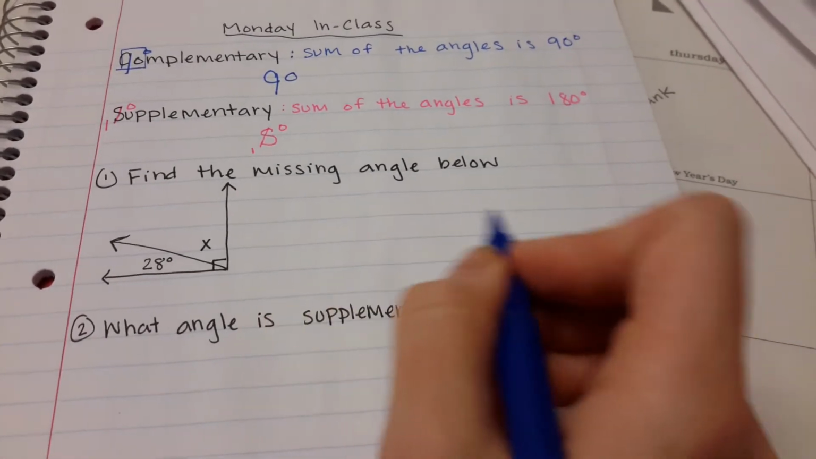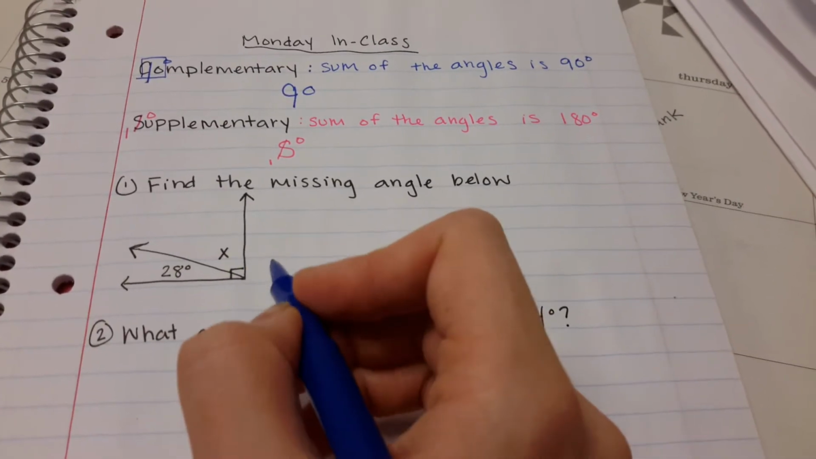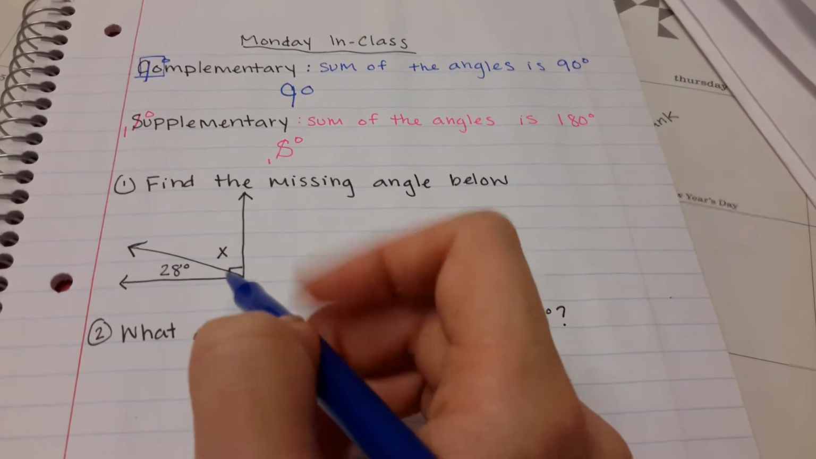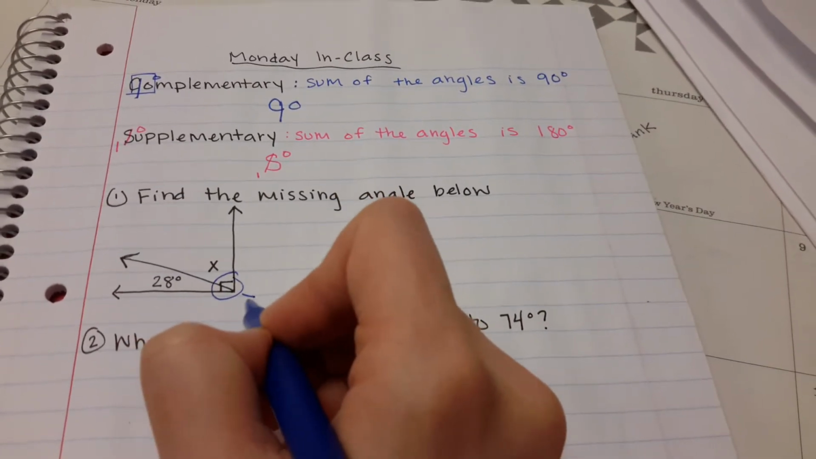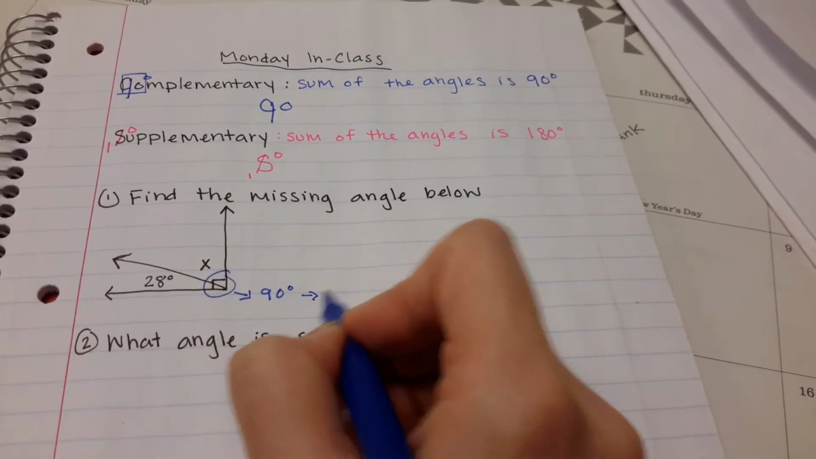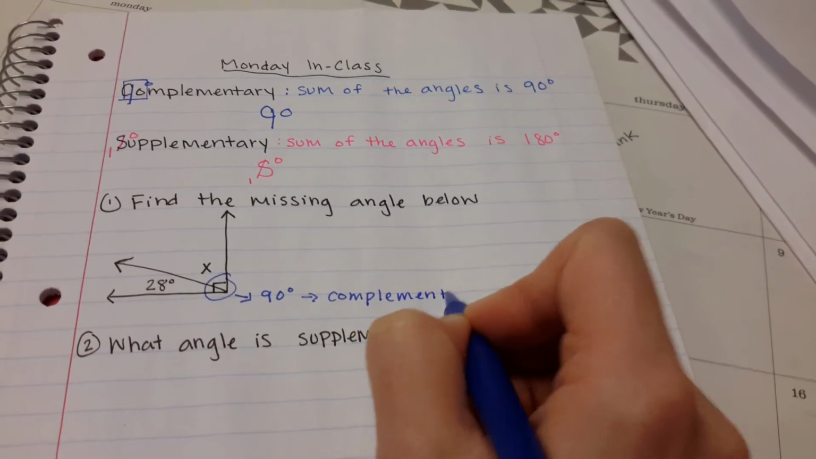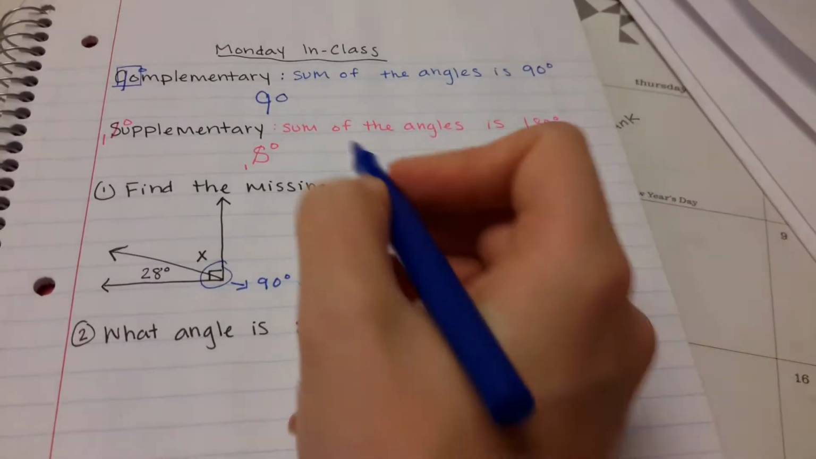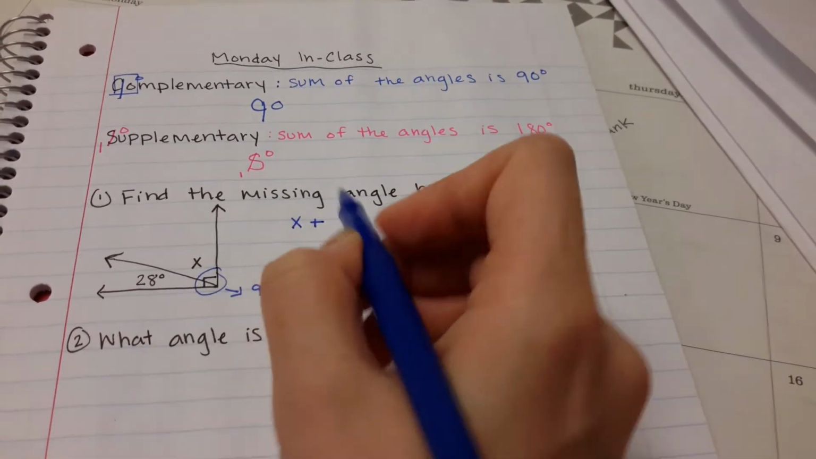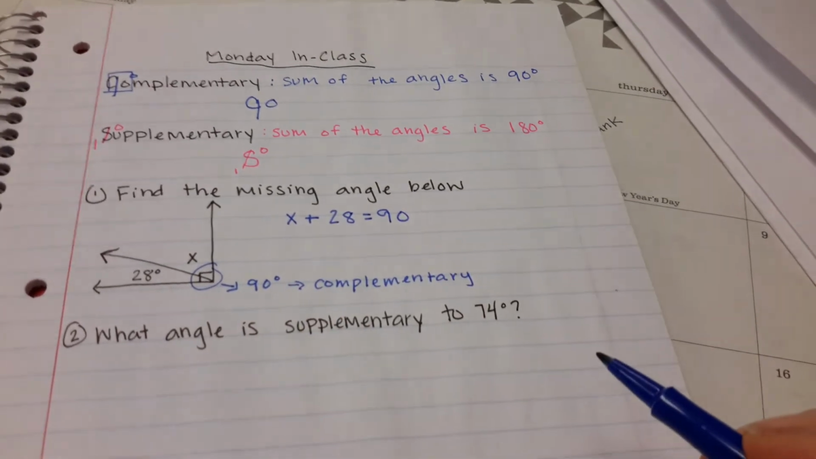So find the missing angle below. We're given one angle is 28, second angle is x, and we need to decide are these complementary or supplementary. With this square in the corner, this tells us that it is 90 degrees, which means that these two angles are complementary. So we know that the angle x plus the angle 28 has to equal 90.